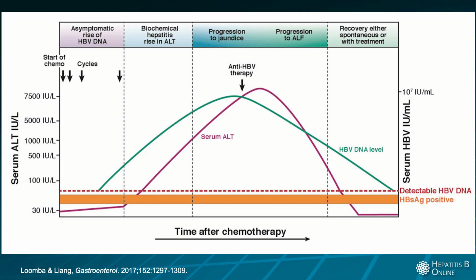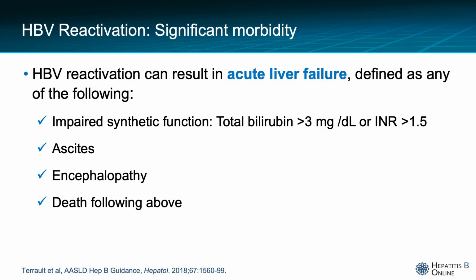The first event in HBV reactivation is the rise of the viral level, shown here in green, followed by evidence of liver inflammation or a rise in serum ALT in magenta. You can see that the rise in liver enzymes can be brisk and severe, with ALT that can exceed 5,000 IU per liter. These changes can progress to jaundice and acute liver injury and further into liver failure. And that is why it is important for everyone to recognize HBV reactivation, because at its worst, it can cause significant morbidity when it progresses to acute liver failure, and it can be fatal if not recognized promptly.